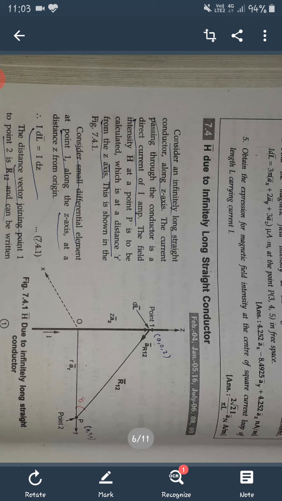The current passing through it is a direct current of I ampere. The field intensity H at point P is to be calculated, with the point P at a distance of R from the z-axis. You can see this is the point P, and the distance of point P from the z-axis is R. In the vector form we will write it as R aR.